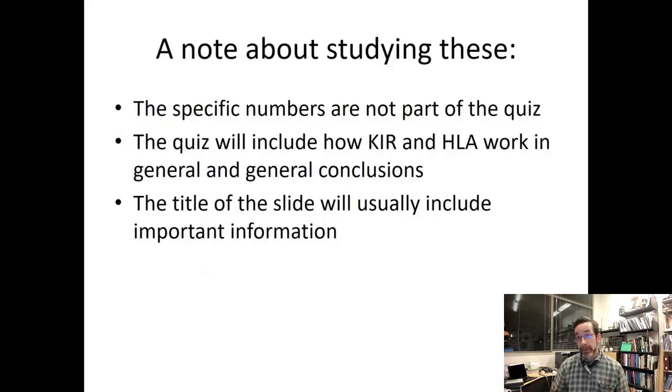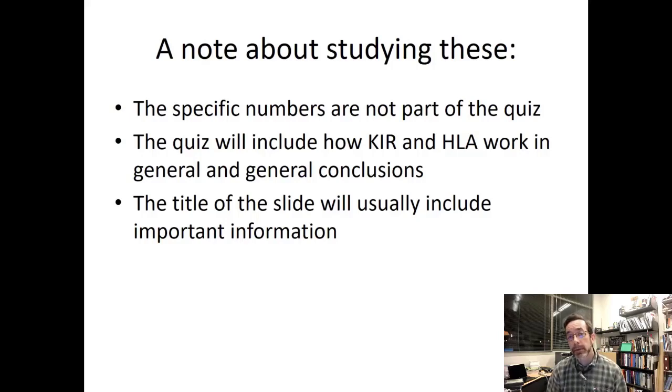So, a note about studying these. There's a lot of complicated numbers. You've already seen that the KIR receptors have really complicated names. That's because there's so much diversity. You can't give each one a simple name. You have to give it a complex name because there's a complex number of genes out there in immunity.